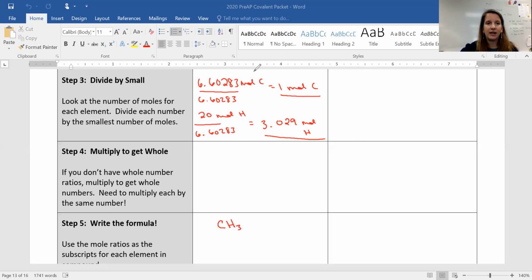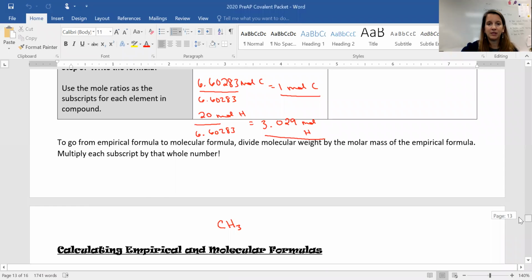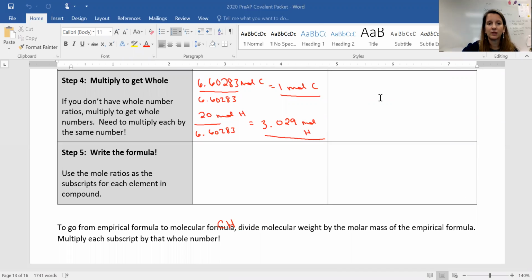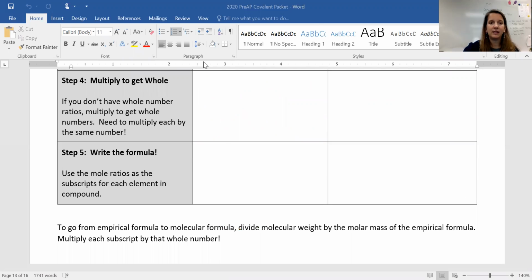Now, let's say that we had a compound and we had a molar mass. Let me just clear this out. Let's say that I had an unknown substance and it had a molecular mass of about 30 grams. And we know that the empirical formula was CH3. And I asked, well, what would that molecular formula be? So what you would do is take the mass of the molecule, which is 30, and divide it by the molar mass of the empirical formula.